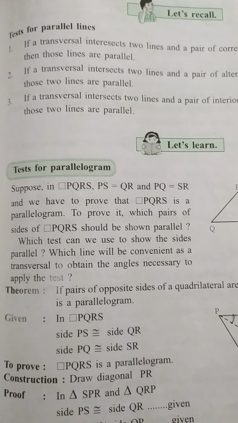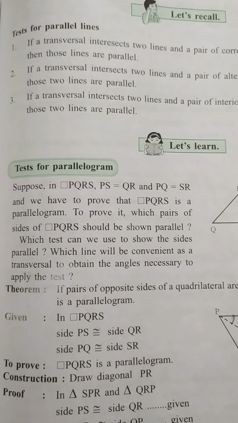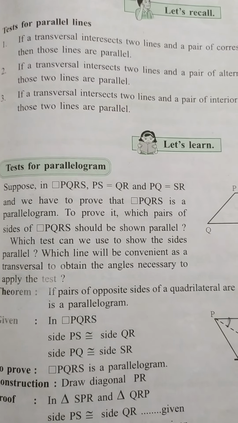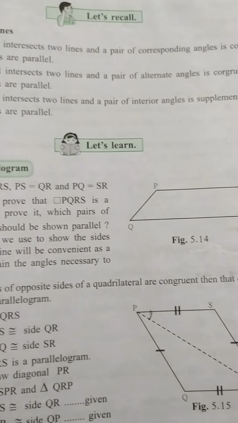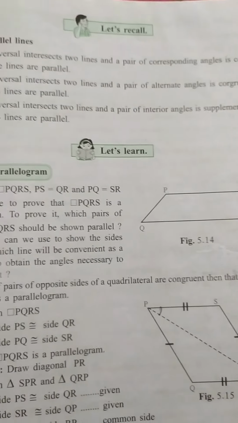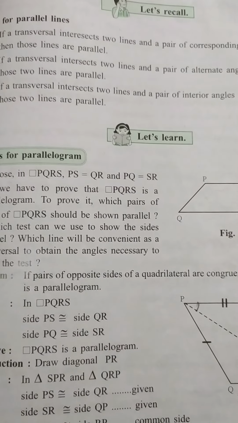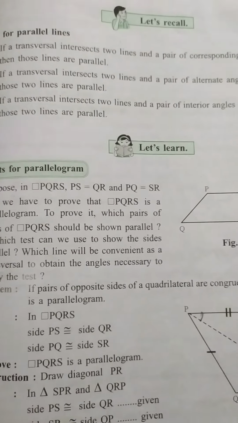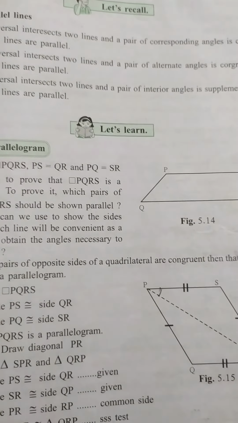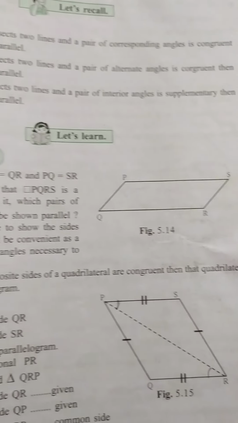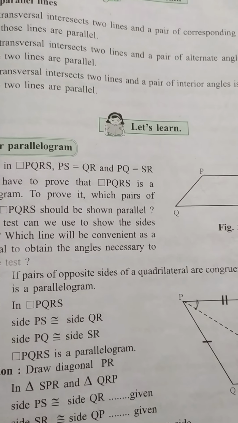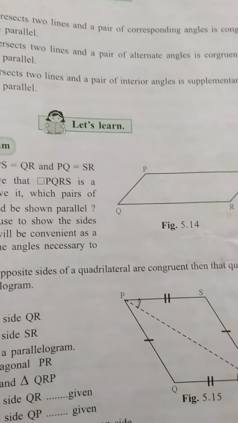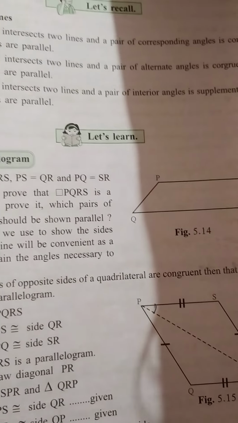Hello children. Today we learn the next topic, test for parallel lines. The first one: if a transversal intersects two lines and a pair of corresponding angles is congruent, then the lines are parallel. Second, if a transversal intersects two lines and a pair of alternate angles are congruent, the lines are parallel. Third, if a transversal intersects two lines and a pair of interior angles are supplementary, then the lines are parallel.